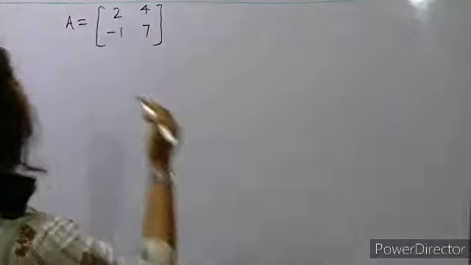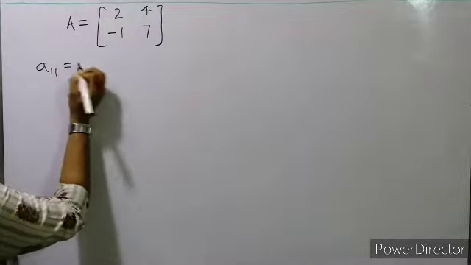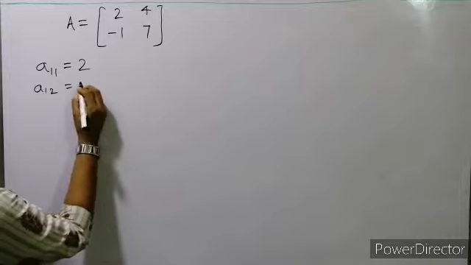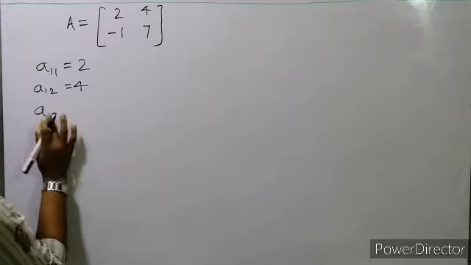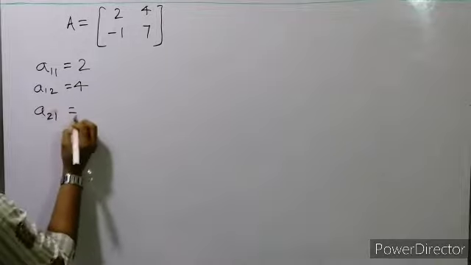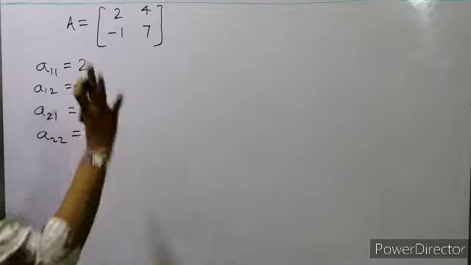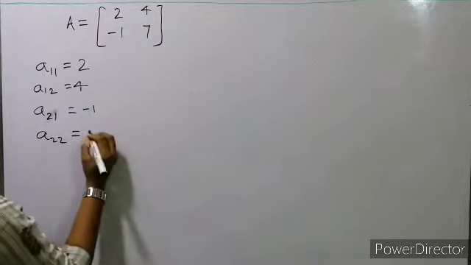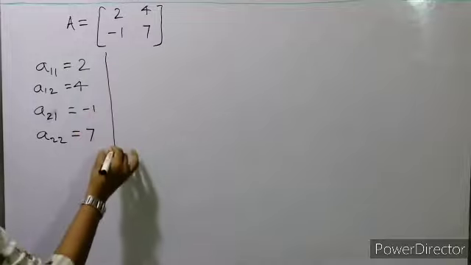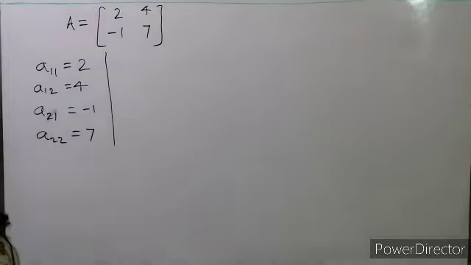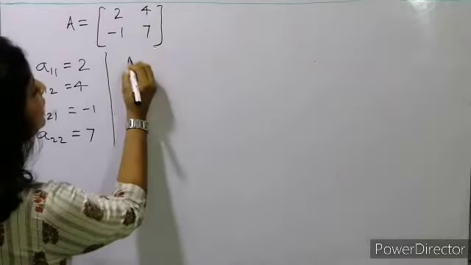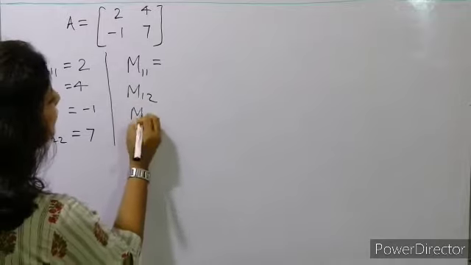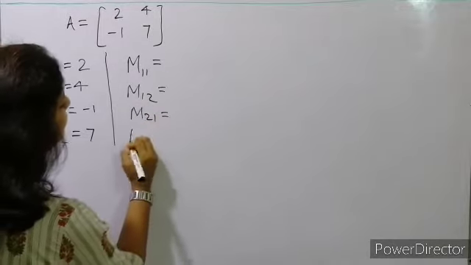First of all we'll write A11. What is A11? 2. A12 is 4. A21 and A22, these are the 4 elements given here. So A21 is minus 1 and A22 is 7. So these are our given elements. Now we have to find the minors, so we'll denote them by M11, M12, M21 and M22.